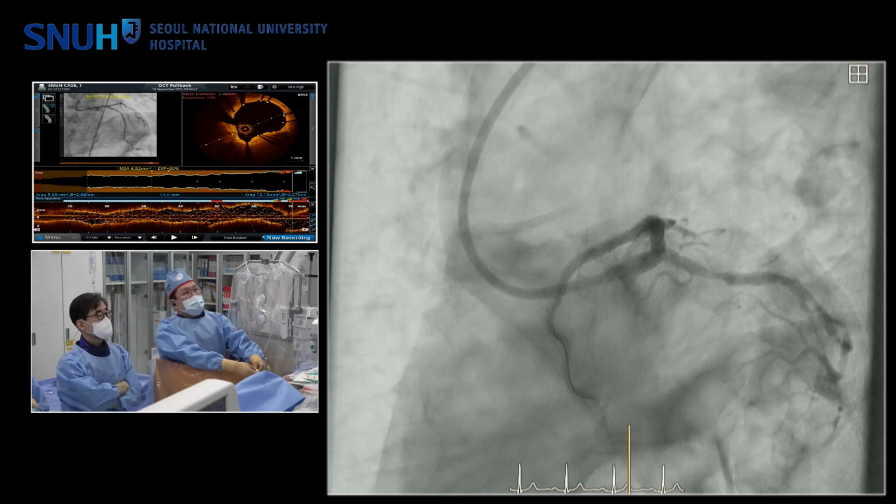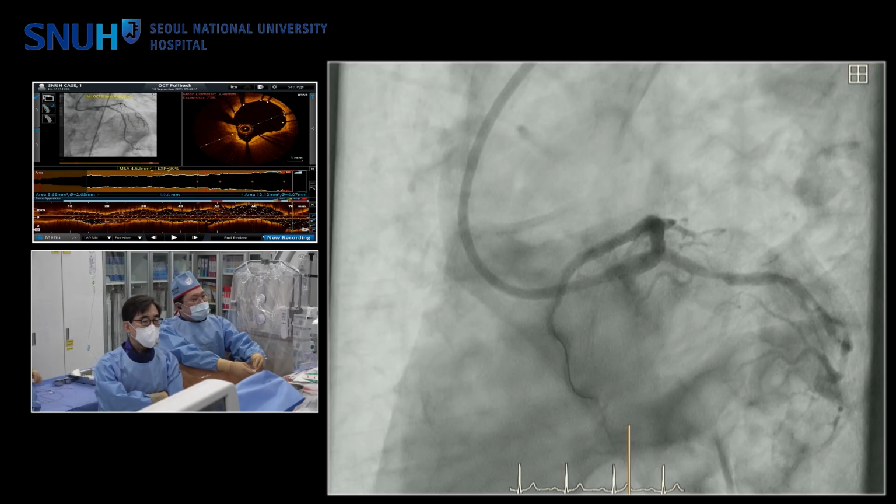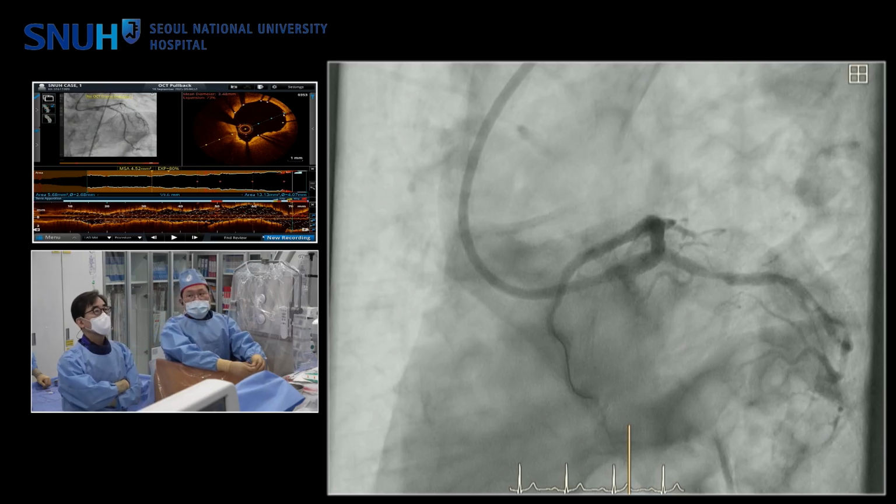So what do you think, Dr. Kim? Would you like further inflation of the balloon? To clear the polygon, we have to do a final kissing ballooning. But under angiography as well as physiologic examination, circumflex flow is no problem. Thus, I don't think we need to change the morphology of the main vessel stent frame by a final kissing balloon.